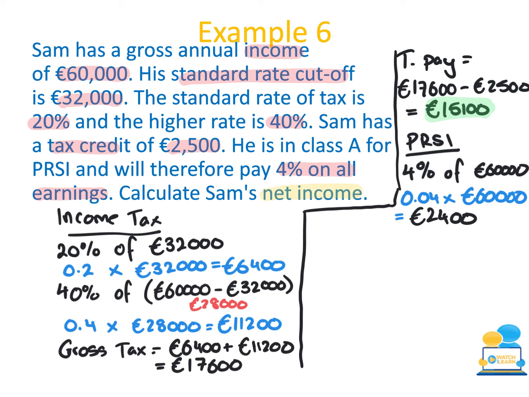Again, I'm going to highlight that. With PRSI, you just find the percentage of the entire amount, and that's exactly what he has to pay. He doesn't have any tax credits or anything like he does with income tax for this. You just have to pay the full amount.